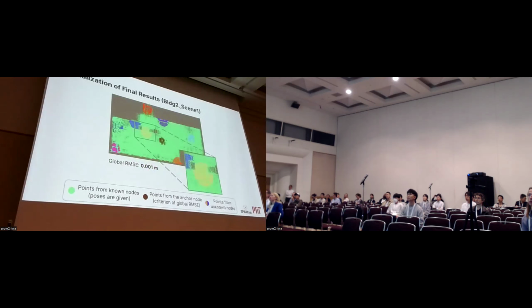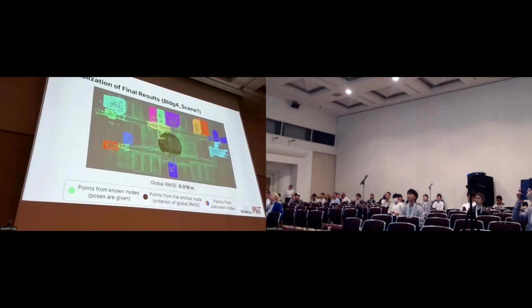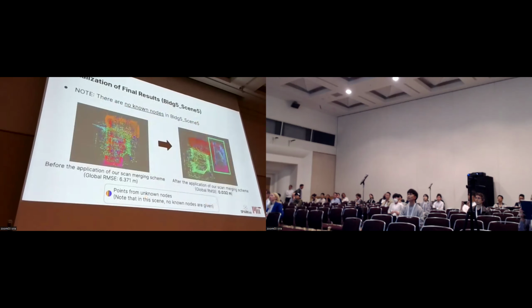This scene has some unknown to unknown edges that are degenerate, but with a few iterations, we're able to recover a good result. And jumping forward to one of the most challenging cases for us, this is a case where we were not given any known edges in this particular scene, but we were still able to get a low global RMSE of 0.032, largely due to this scan merging, scan accumulation scheme that we were using.